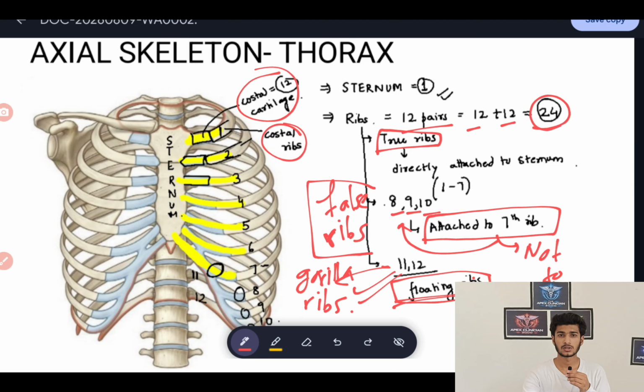So this is all about the axial skeleton. Now we will be seeing the appendicular skeleton in the next part.